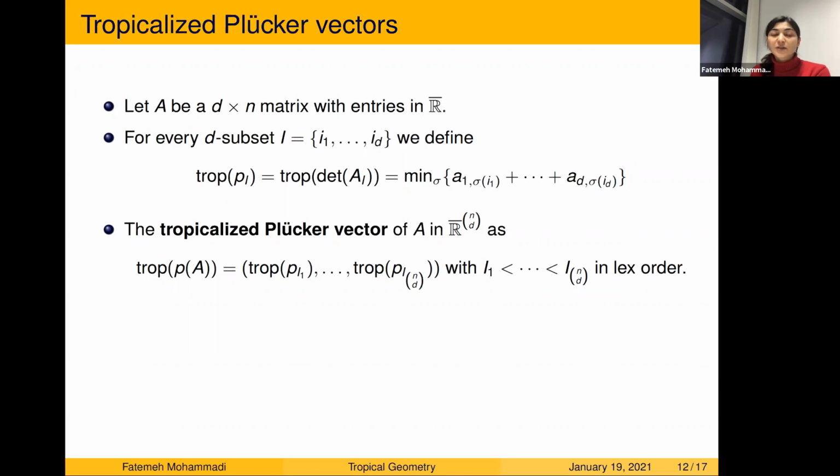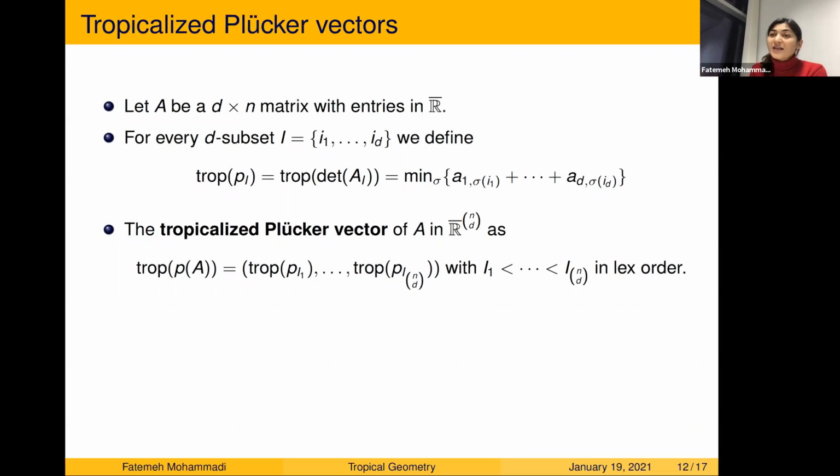So the way to see this is you take a d times n matrix with entries in R bar. And again, you're going to take every d subset. And instead of defining these Plücker coordinates to be the determinant of the corresponding submatrix, we're going to look at the tropicalization of the corresponding submatrix.